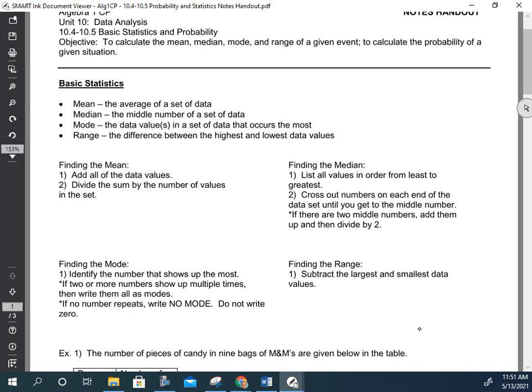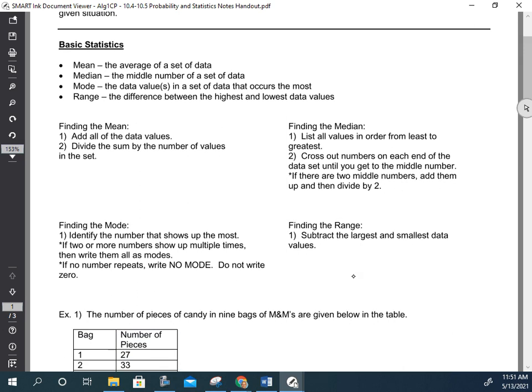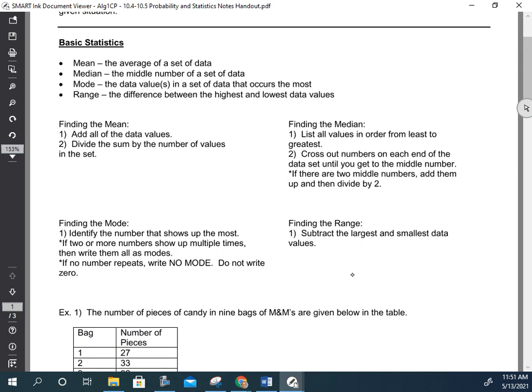So basic statistics is basically mean, median, mode, and range. Mean, median, mode, and range. So it's not as if you haven't heard these before. It's all about, I probably need to remind myself what they are.